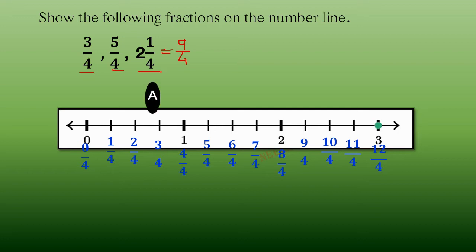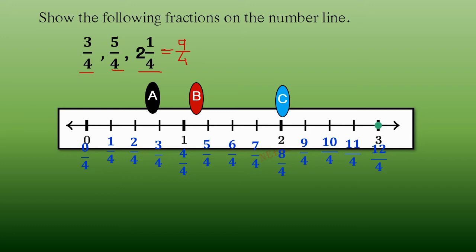First 3 by 4, where is it? See here, 3 by 4 means point A. Next 5 by 4, B. And the third one, 2 and 1 by 4, that is 9 by 4. See here, this is 9 upon 4. So 2 complete, and this is also 1 upon 4, 2 upon 4, 3 upon 4, and 4 by 4 means 1. So 2 plus 1, 3. So we denote it as 12 by 4.